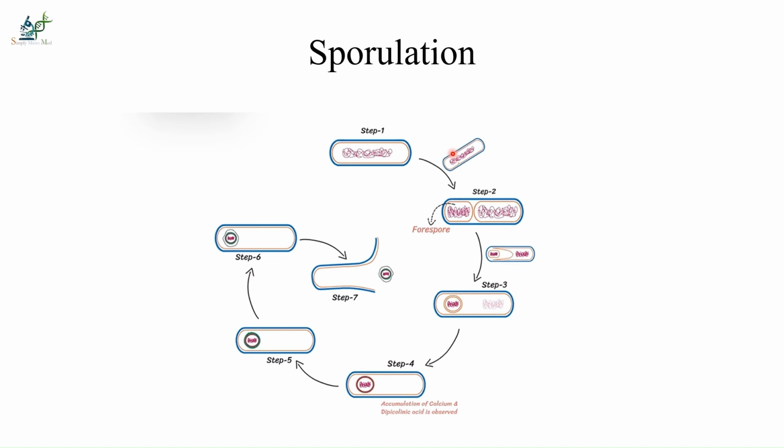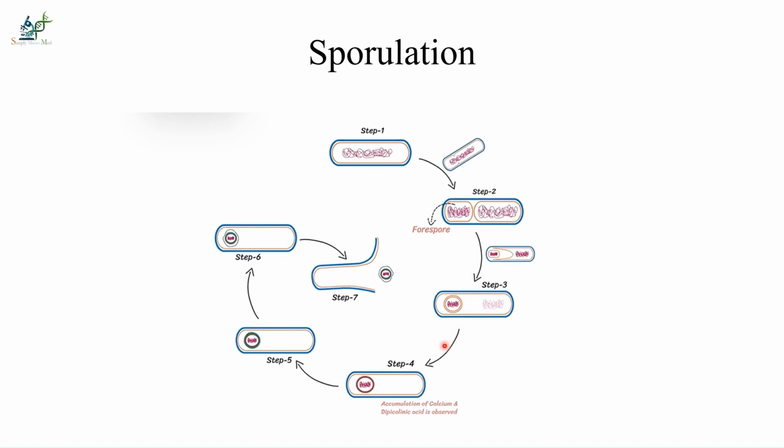From this region, what will happen? The cytoplasm divides and a forespore is seen here. Now we have one forespore and this one is the mother cell. In the next step, what will happen? The mother cell will engulf this forespore. In the third step, we can see there is a two-layer plasma membrane here.